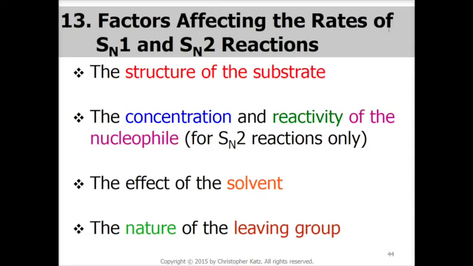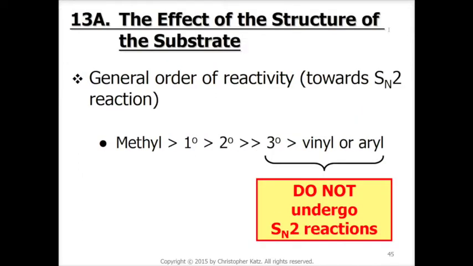Factors affecting SN1 and SN2: the structure of the substrate, the concentrations, of course, for SN2 reactions, the effect of the solvent, which is more important for SN1 reactions, and the nature of the leaving group. Is it a good leaving group? If it's a great leaving group, then it's going to be more favored towards SN1. So the effect of the structure of the substrate, in terms of reactivity towards SN2: methyl will be the most reactive, followed by primary, and then secondary and tertiary. Vinyl and aryl do not undergo SN2 reactions, period, end of statement.